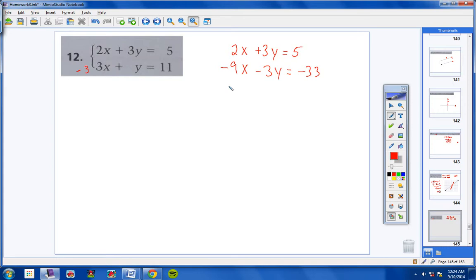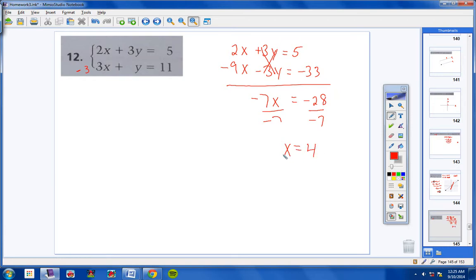Now let's combine these two. These will cancel. On the right side, I'm left with negative 28. Over here, I'm left with negative 7x. We're going to divide both sides by negative 7. And if I do that correctly, a negative divided by a negative is a positive. I will get out 4 for x.